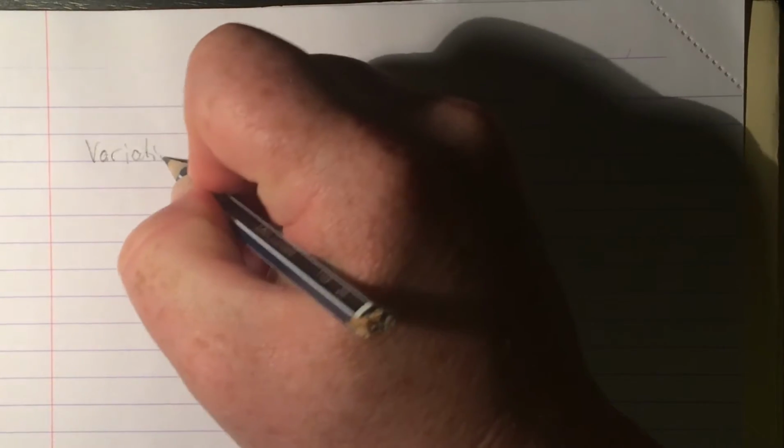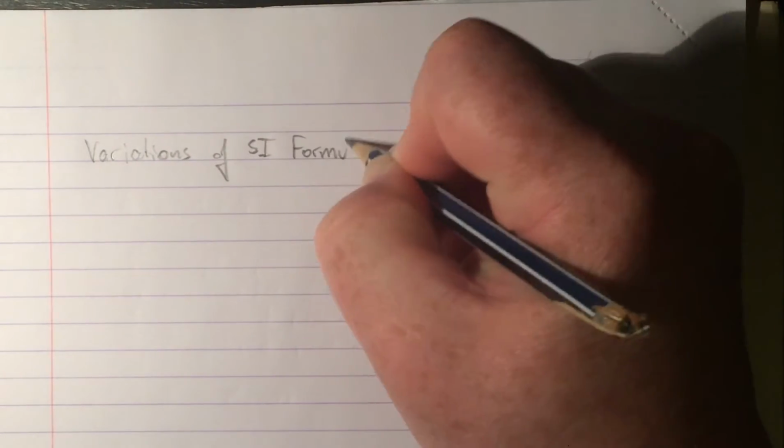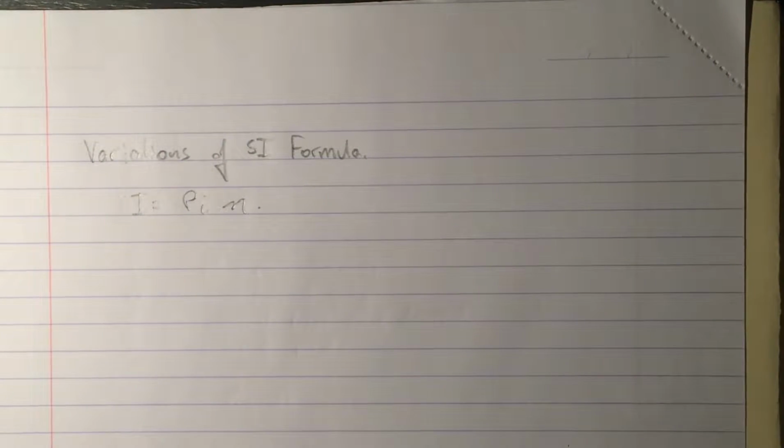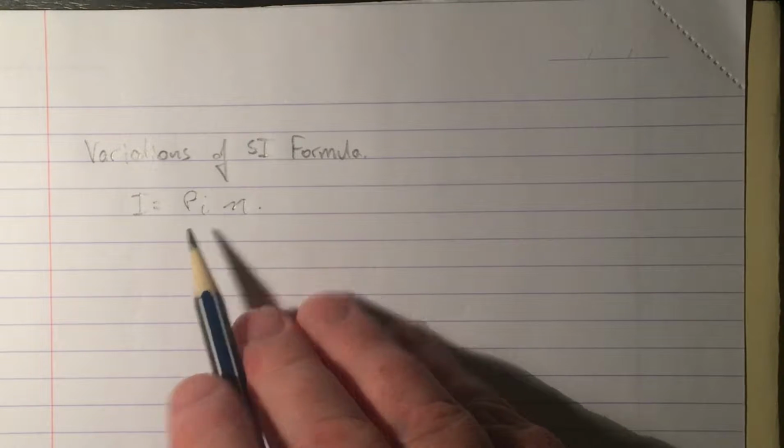In this video, I'm going to talk to you about the different variations of the simple interest formula. We've previously seen that the simple interest formula can be written as I equals PIN, where I is the amount of interest that's payable, P is the principal, lowercase i is the interest rate as a decimal, and N is the term of the loan in years.